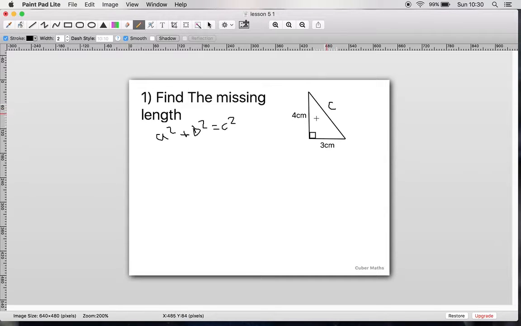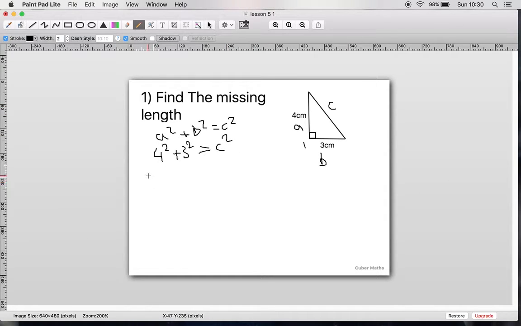So if we label that C, and then we're left with A and B to label, it doesn't really matter which way round the A and B go, as long as the C is on the hypotenuse, we'll be able to work out the answer. So we label this one here as A, and this one here as B. This is saying that A is equal to 4, and B is equal to 3. So now that we know that, we can substitute that into this equation. So if A is equal to 4, we can do 4 squared. And if we know B is equal to 3, we can add it to 3 squared. And that's going to equal our C squared, which is the missing length we're trying to find.